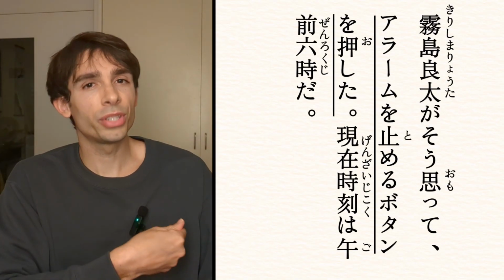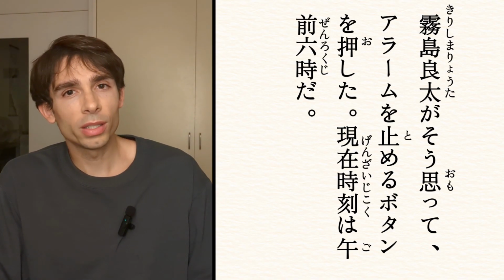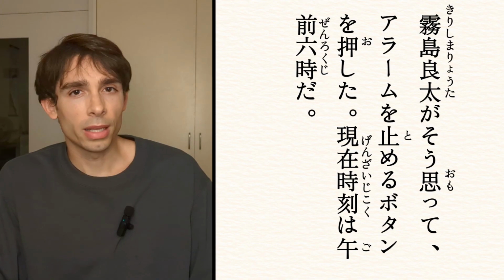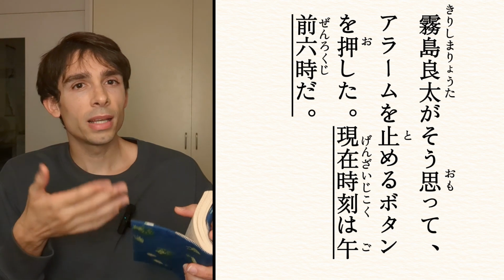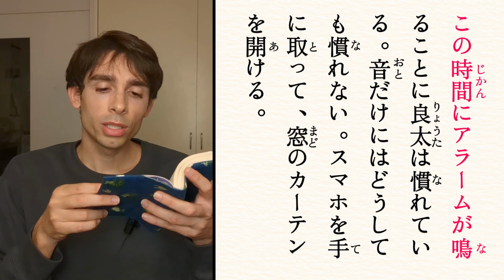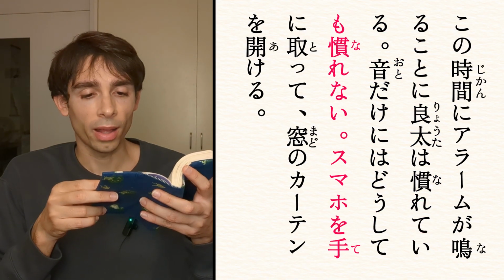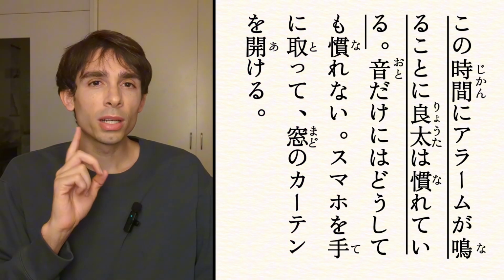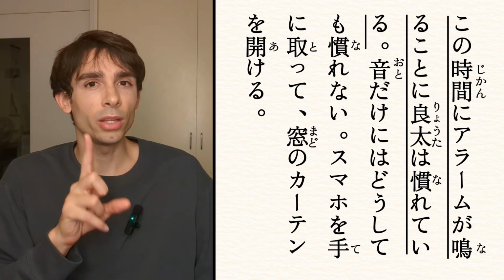アラームを止めるボタンを押した which actually follows the same pattern that we just discussed before. アラームを止めるボタン。ボタンを押した。So first I describe the noun, ボタン and then I further elaborate on it. I'm saying that I pressed that button. ボタンを押した and then 現在時刻は午前六時だ。この時間にアラームが鳴ることに良太は慣れている。音だけにはどうしても慣れない。スマホを手に取って窓のカーテンを開ける。この時間にアラームが鳴ることに良太は慣れている。There are two sentences here as well. Can you spot them?